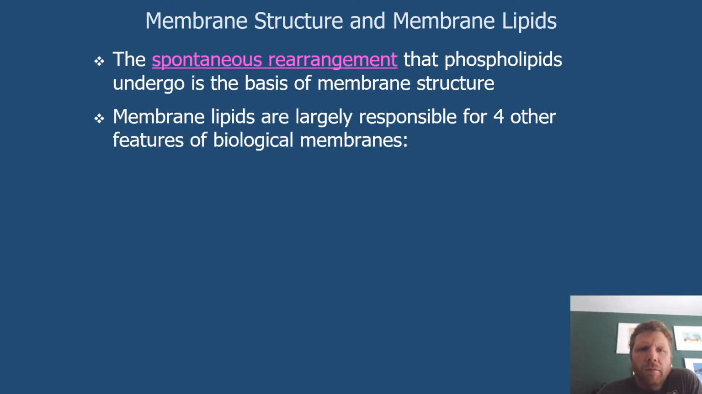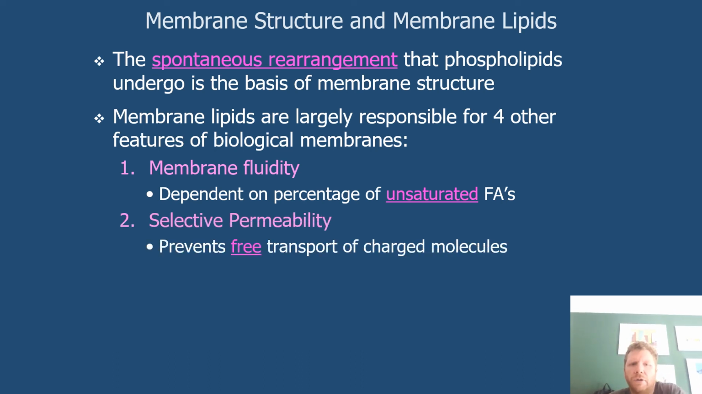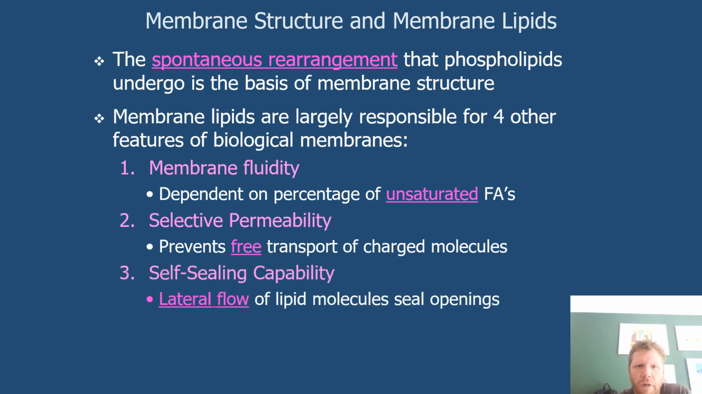So anyway, membranes undergo some complex and tricky rearrangements. This spontaneous rearrangement that phospholipids undergo is the basis for membrane structure. So membrane lipids are largely responsible for 4 other features of biological membranes. 1, they have to provide enough membrane fluidity, dependent on the number of unsaturated fatty acids. They also basically serve as a barrier. They have to enable and support free transport of charged molecules.